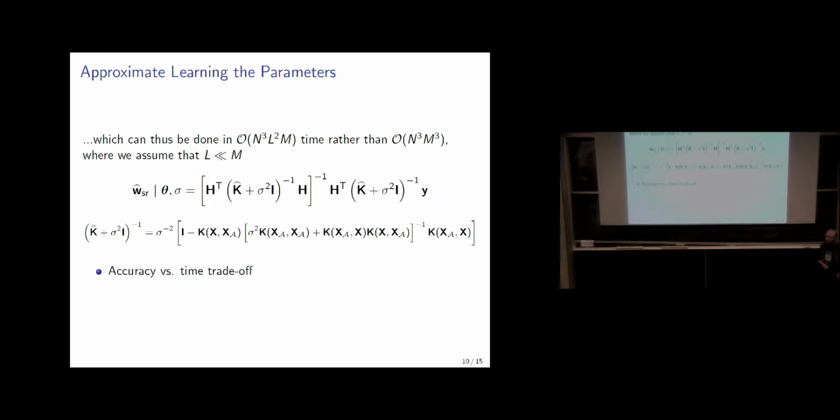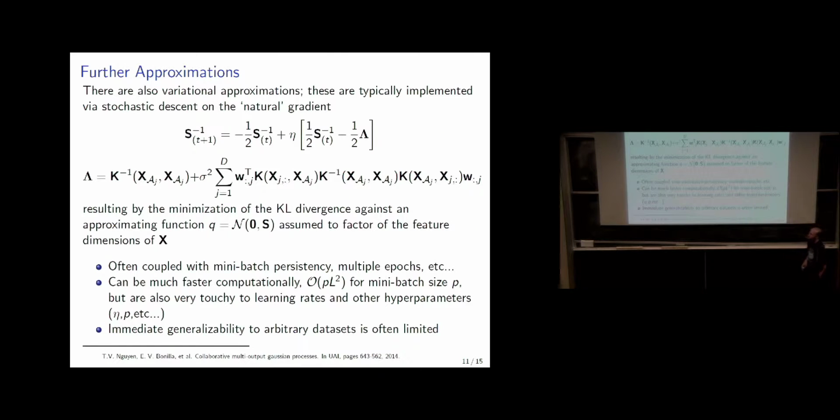Of course, this is called an approximation for good reason, because whatever we gain in computational time reduction, we lose in numerical accuracy. If you consider the fraction L over M, the further away that is from 1, you can imagine the much more inaccurate your approximation is going to be at the end of the day.